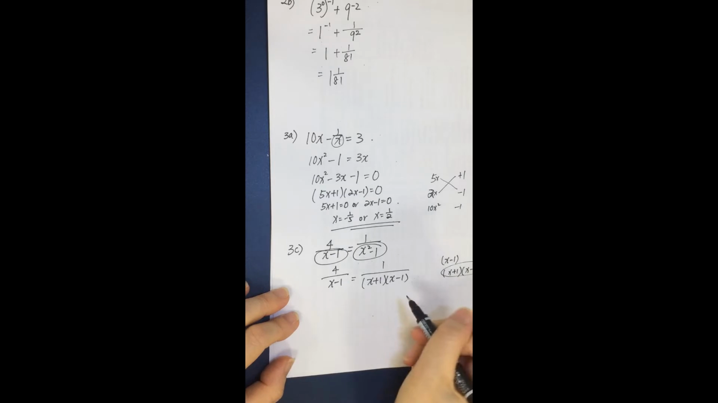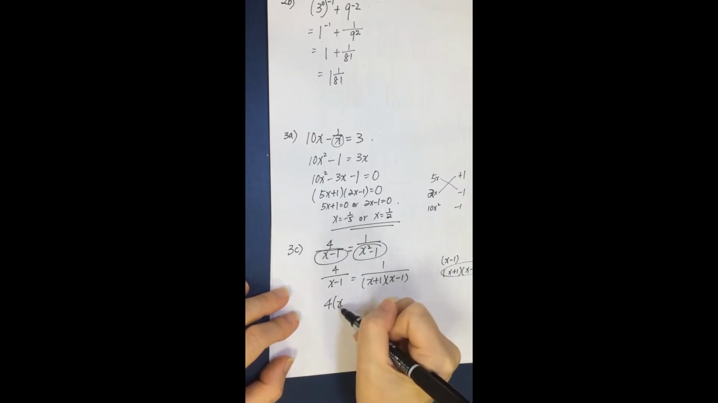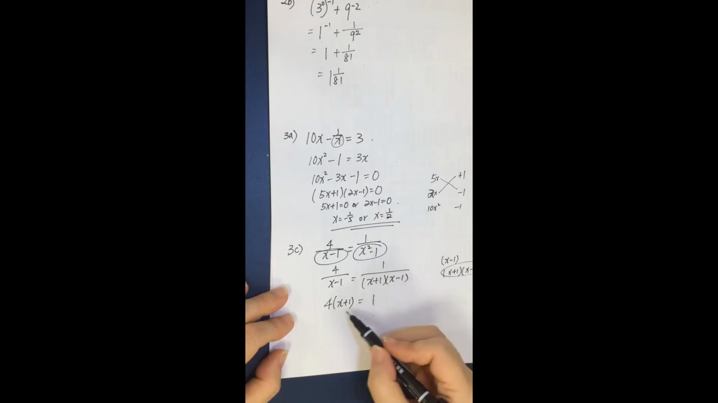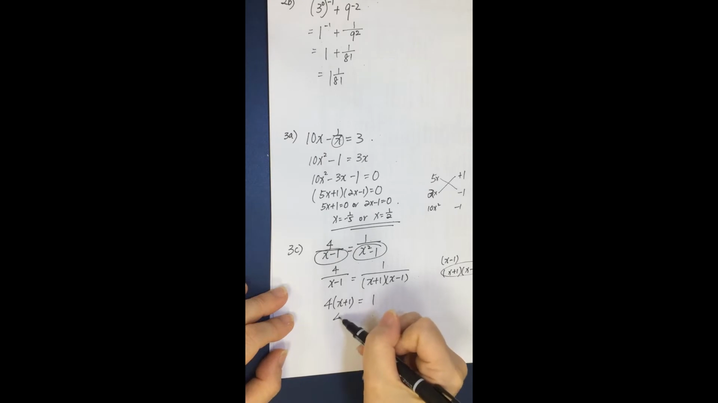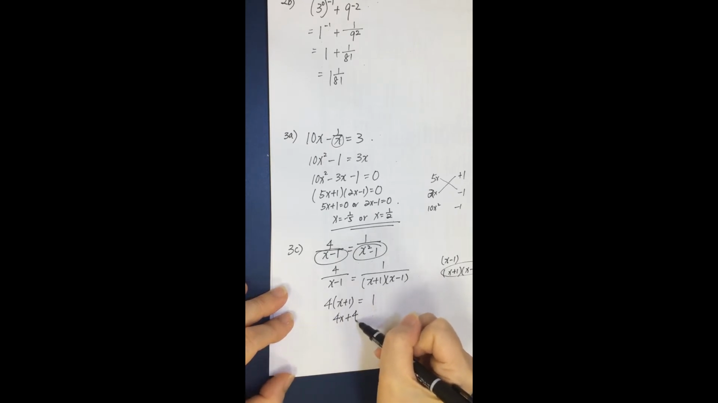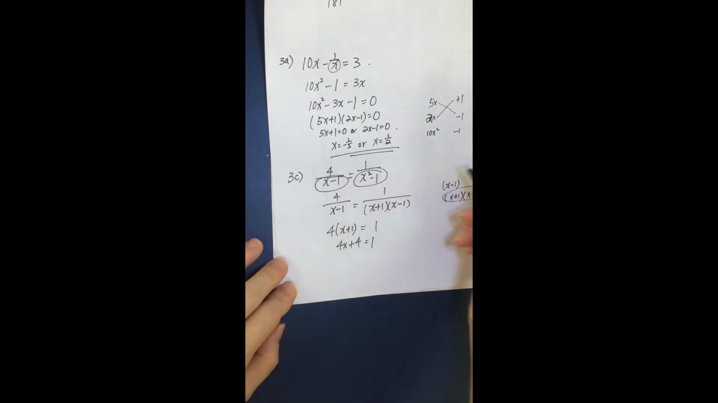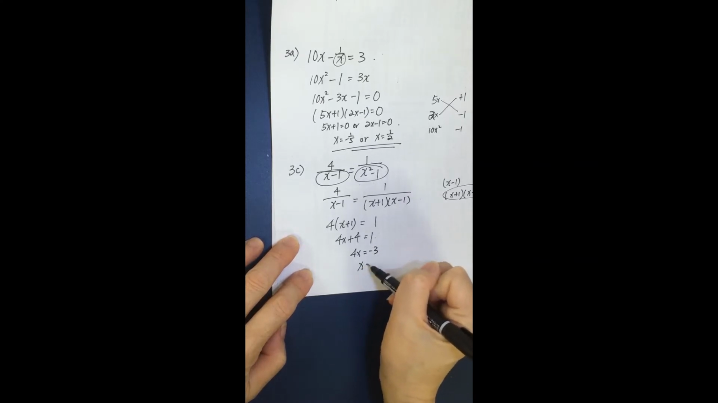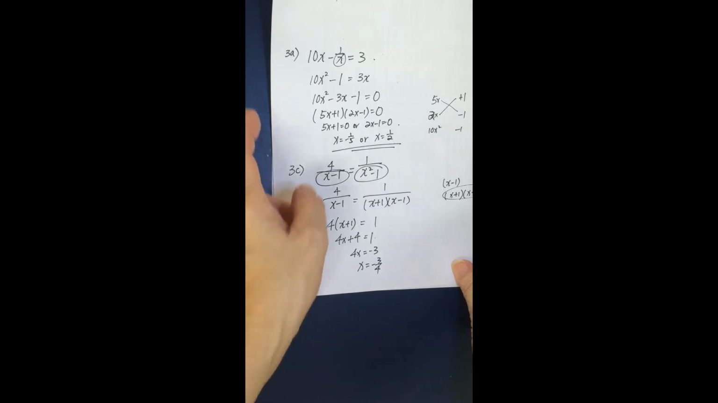When we multiply this to both sides, we are going to get 4 into x plus 1. And then we multiply the same thing here, so you're going to get x. So you realize that when you do this, it becomes a linear equation already. So the linear equation is 4x plus 4 equals 1. So 4x equals negative 3. x will be equal to negative 3/4. Okay, so this is 3C.